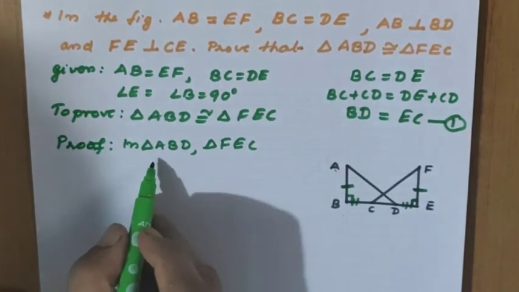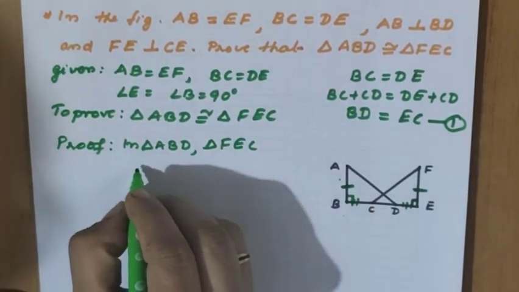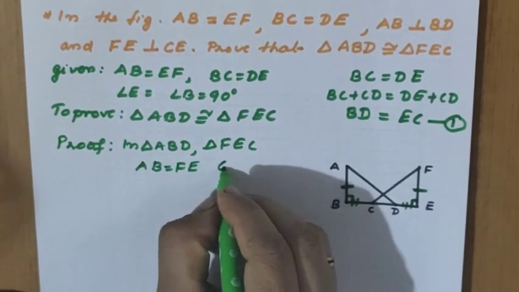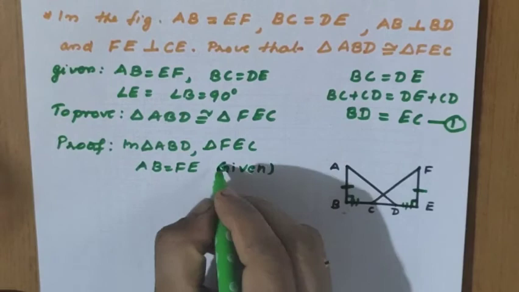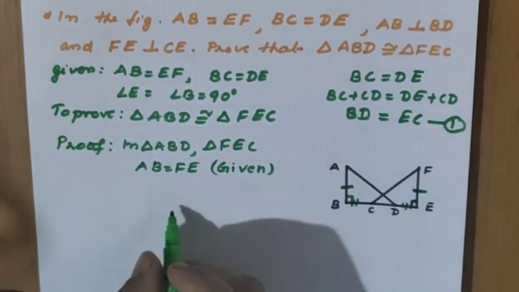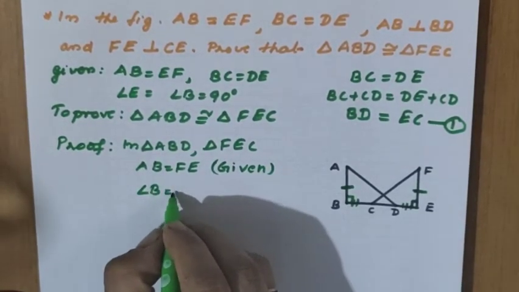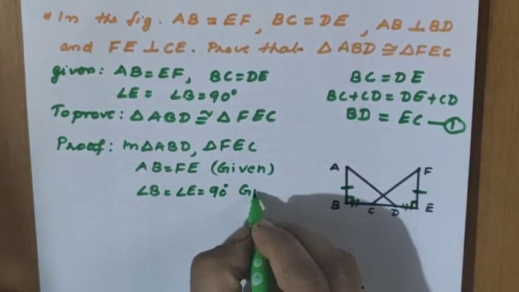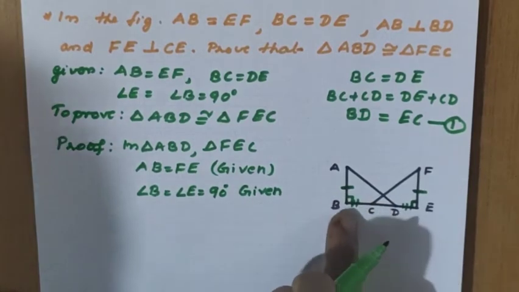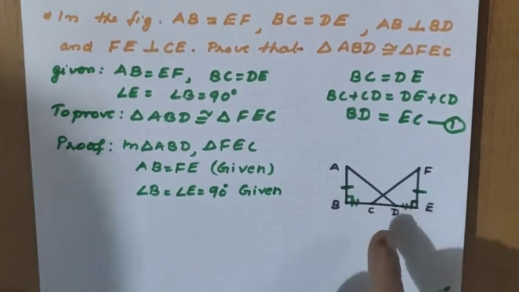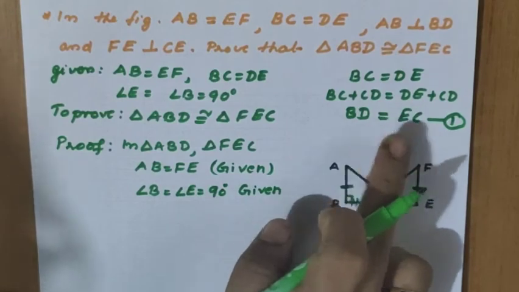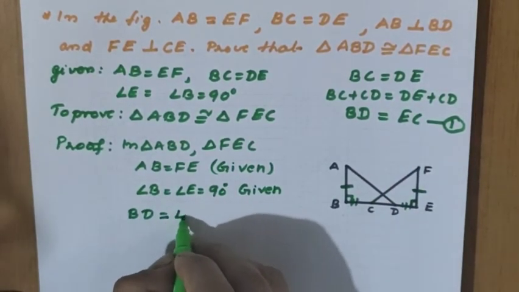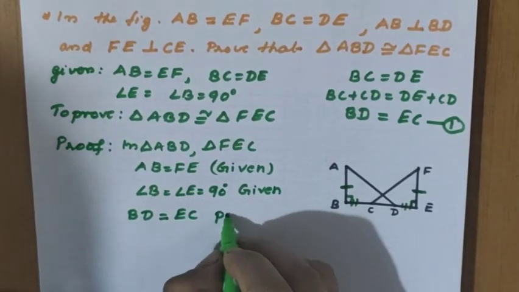Now I'll go for the proof. In triangle ABD and FEC, the first equal side is AB equal to FE, given. Okay, next, what is the 90 degree? Angle B is equal to angle E equal to 90 degree. That is also given. So we got one angle and one side. For getting one more side, what we had done? We added equals on both the sides. So the result is BD equal to EC. Okay, so proved in one.